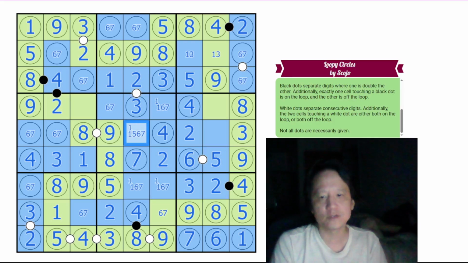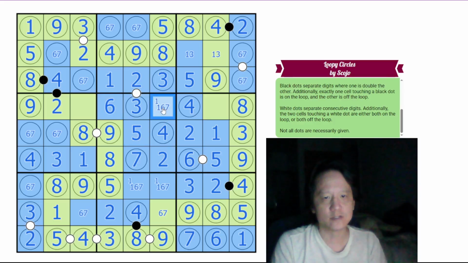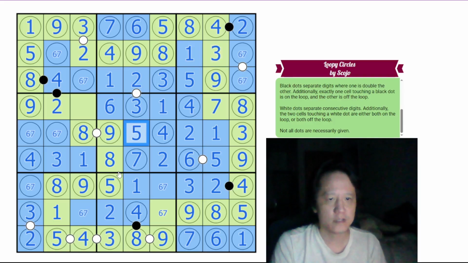This can't be 6 or 7 because of the 6, 7 pair in the row. This is 1 or 5, cannot be 5 because of the 5 in the box, so this is 1, which makes this 5. This 7 makes this not 7, so it's 6, which makes that 1. 6 eliminates 6 here, so it's 7 and 6. This can't be 6 or 7, so it's 1. This can't be 1. This has to be 7. This 1 eliminates 1 here, so it's 3 and 1. And now this has to be 5.